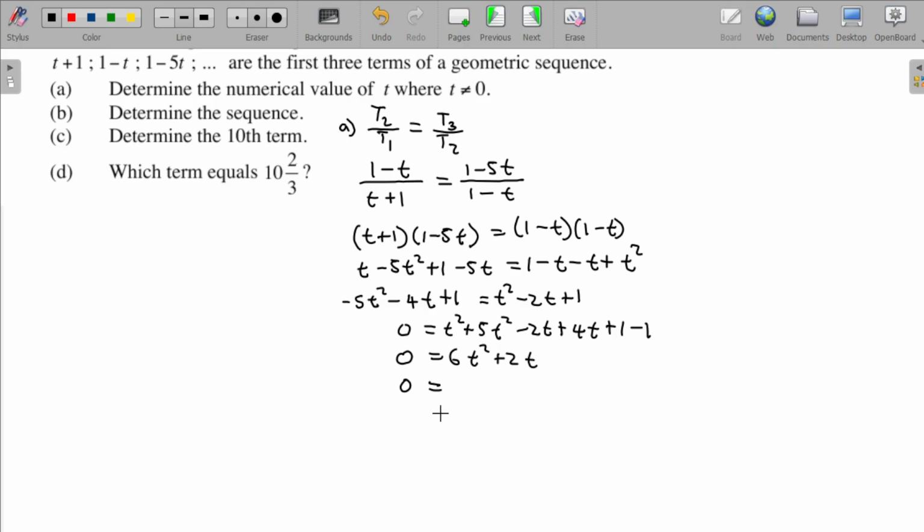If you don't see a common factor, guys, again, go straight to the quadratic formula. Just go straight into the quadratic formula. There's no one who's going to kill you. No one is going to cancel your marks or anything.